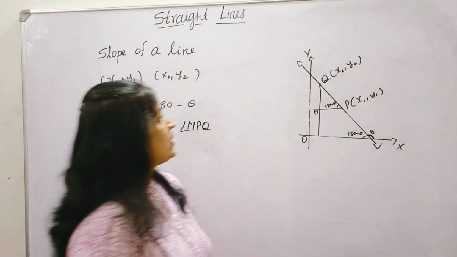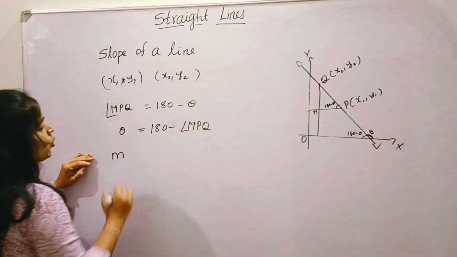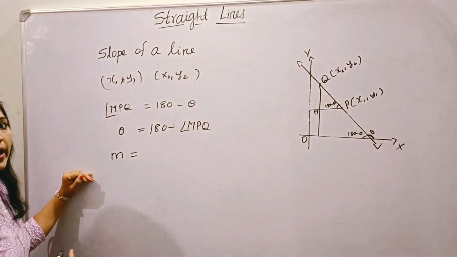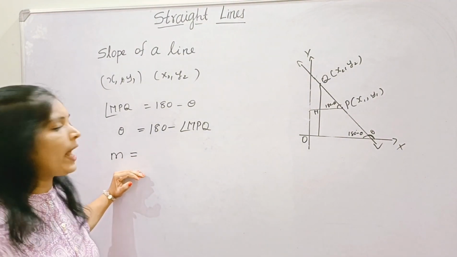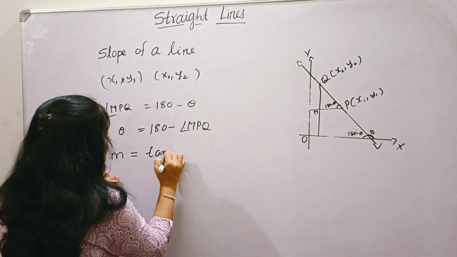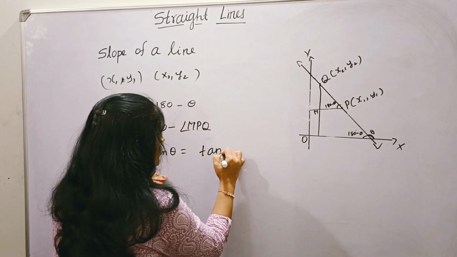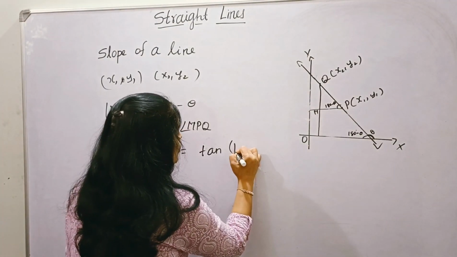Next, what is the slope? Slope is denoted by m, that is tan theta. Slope is equal to tan theta if theta is the inclination of the line. So m is equal to tan theta. So we can rewrite it as tan theta is nothing but tan of 180 minus angle MPQ.